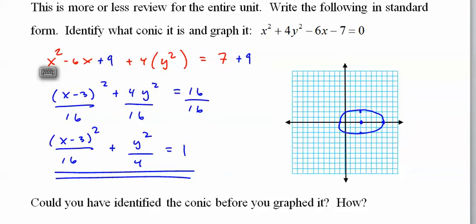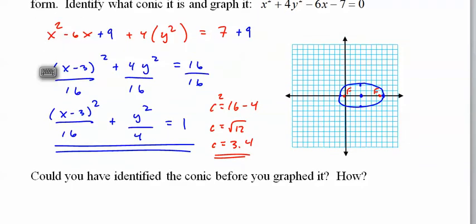Yeah, I've done worse. Put in my foci, c squared equals 16 minus 4, c equals square root of 12, which is approximately 3.4. 1, 2, 3, 1, 2, 3. I'm not going to label any points. You can do that just by plucking them off.